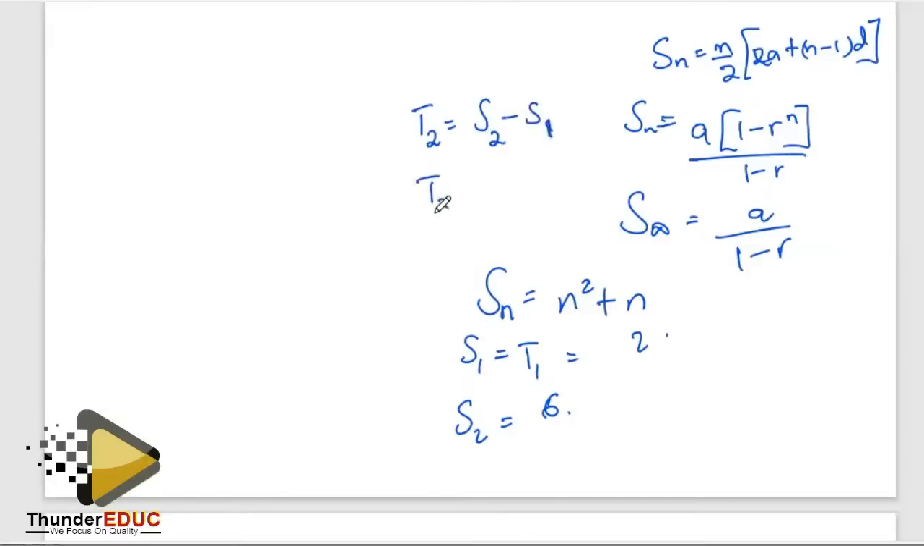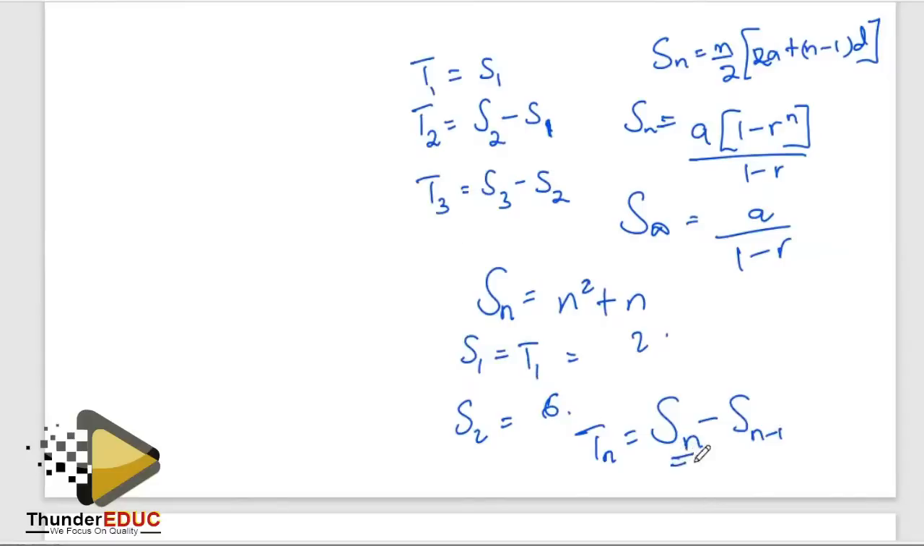For us to get T3, we shall get the sum of the first three terms minus the sum of the first two. But what we know is that T1 is equal to S1. Okay, so what this means is that T of n is equal to S of n minus S of n minus 1. For us to get term 3, you must get the sum of the first 3 minus the sum of the first 2. So this is also possible.